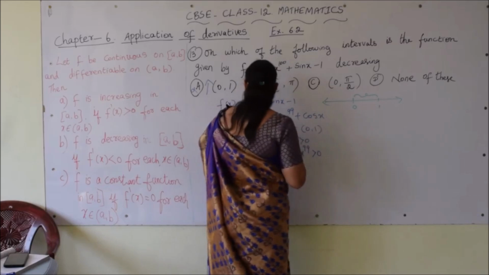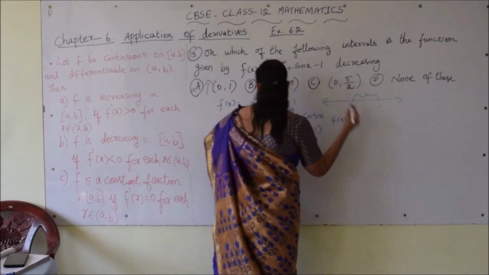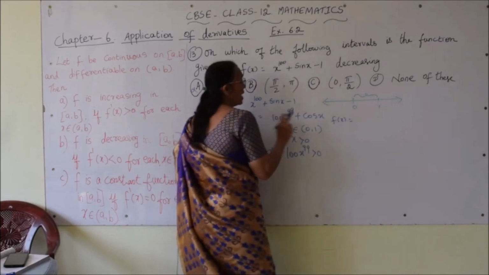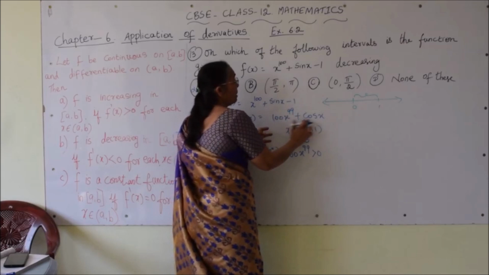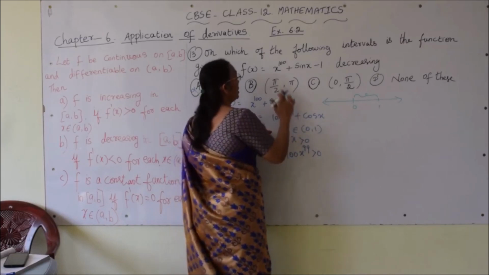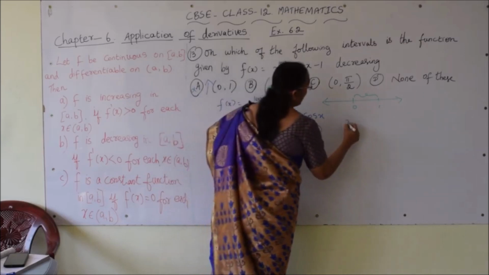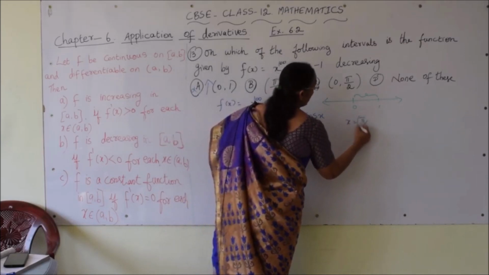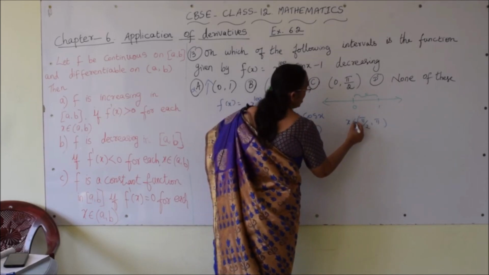So, second one, f of x is the same function. So, f dash of x is the same: 100x power 99 plus cos x. We have to check only the interval pi by 2 comma pi. So, pi by 2 comma pi means x belongs to this interval, approximately.